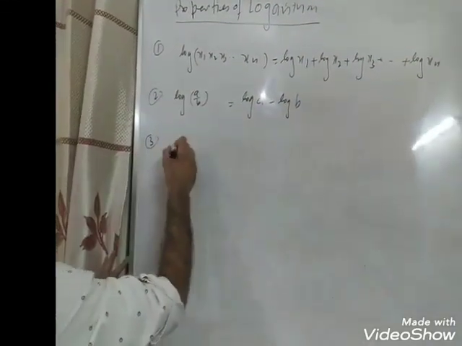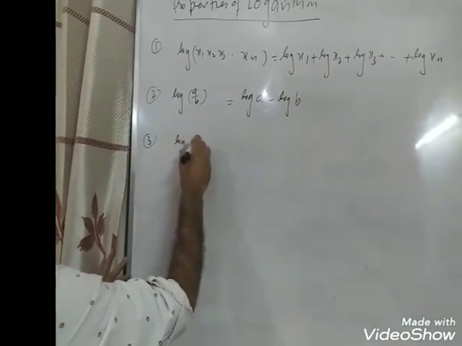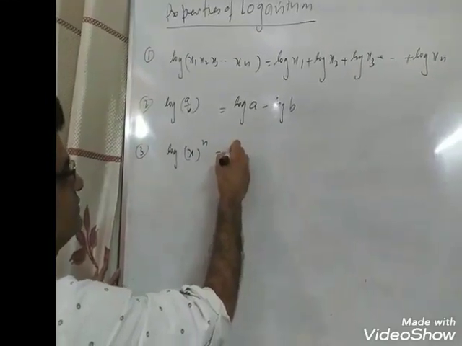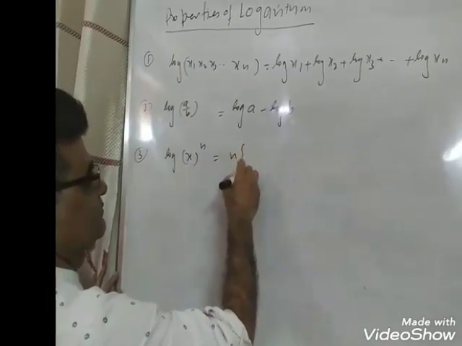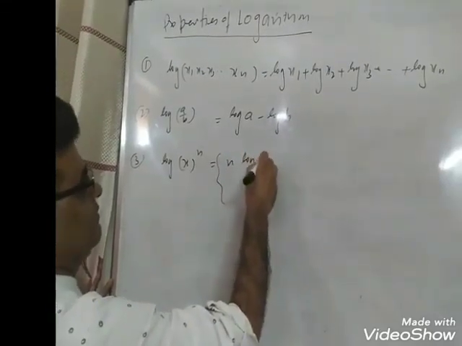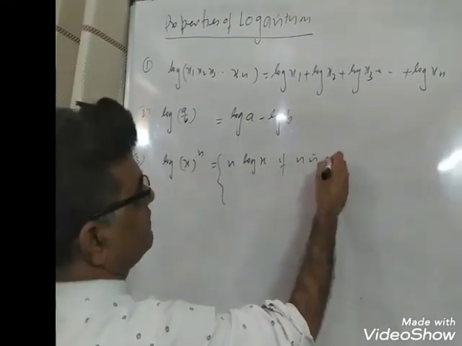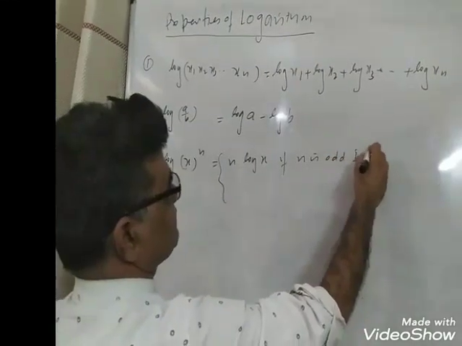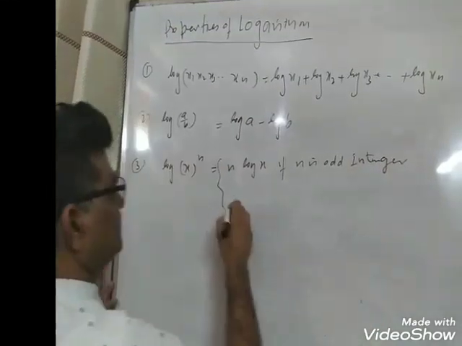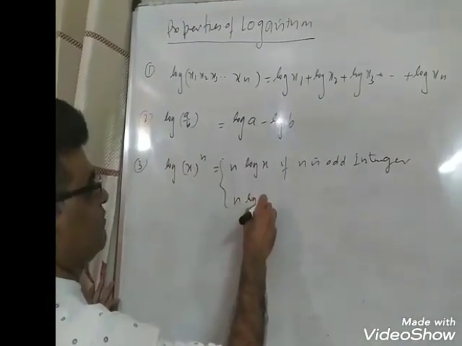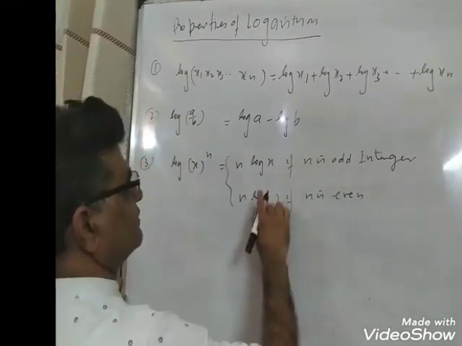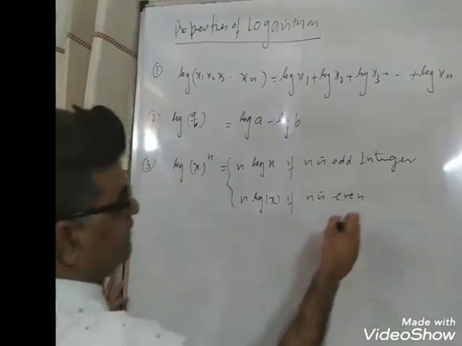Third case, log of x to the power n is equal to n log of x if n is an odd integer. And this is n log of modulus of x if n is an even number.